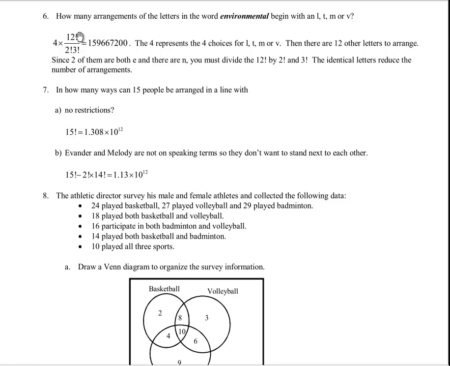So if they were all different, it would just be 4 times 12 factorial. But the fact that some of those letters are the same, it's like, if I were to take that N and switch them, you wouldn't know the difference. It would look exactly the same. So when you have repetitions of letters, it decreases the number of permutations you have. So we divide the 12 factorial by 3 factorial for the 3 identical N's and 2 factorial for the 2 identical E's.